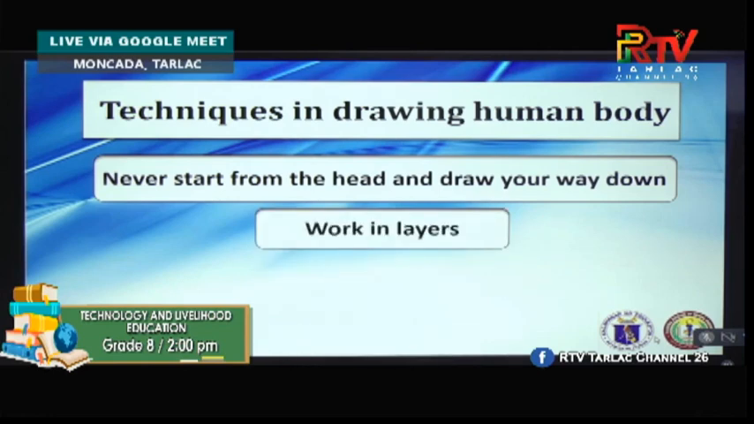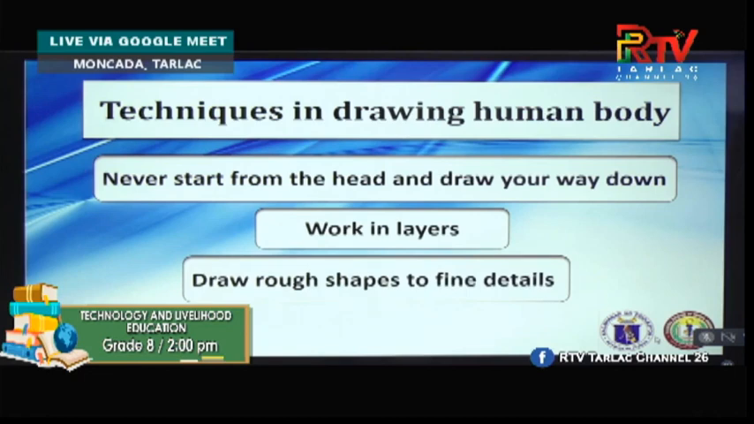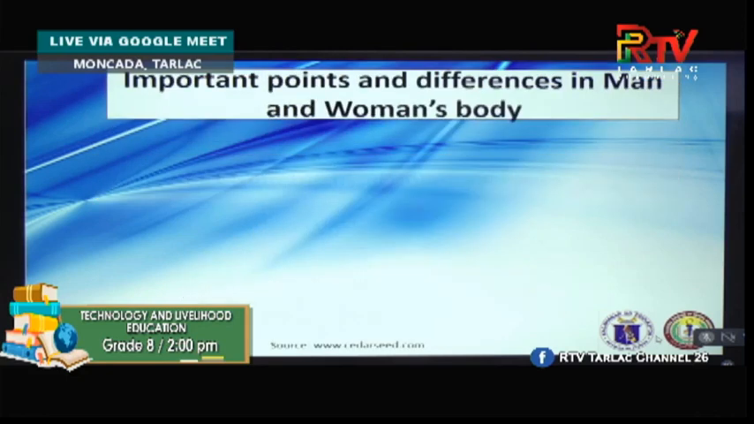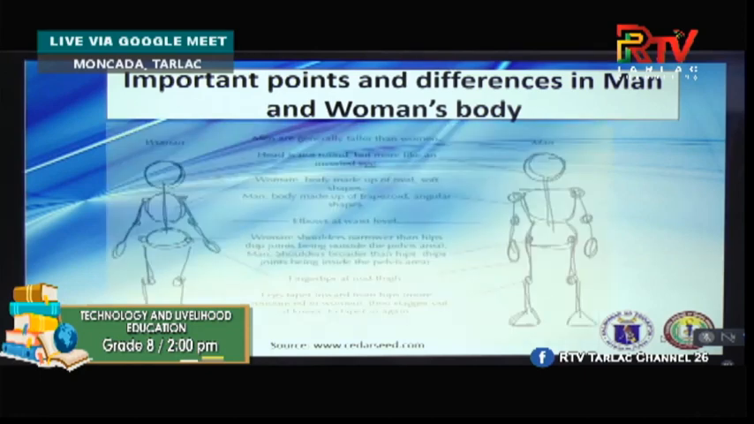You can overlap the parts of the body of your drawing until you finalize it. And number three, draw rough shapes to find the details. In this way, your body proportions are correct and everything is in place before you put too much time into details you can't erase and fix. Now, do you have any idea how the important points and differences in men and women's body? All right, so let's enumerate the important points and differences.